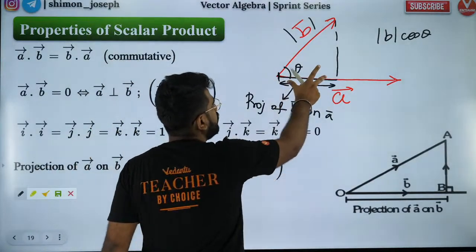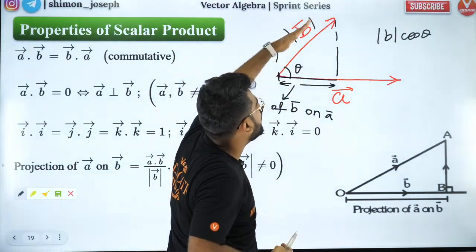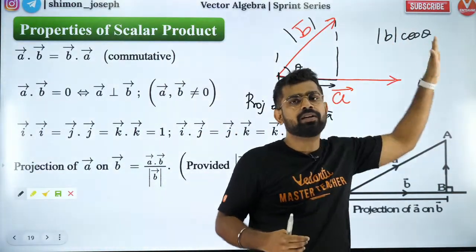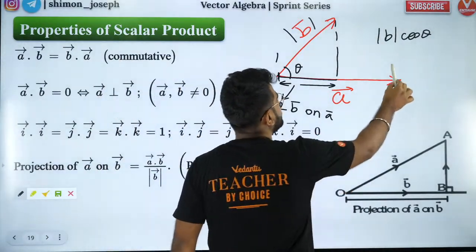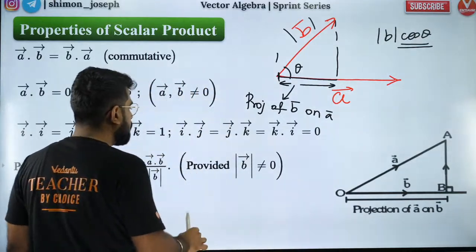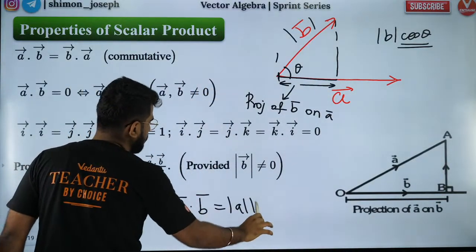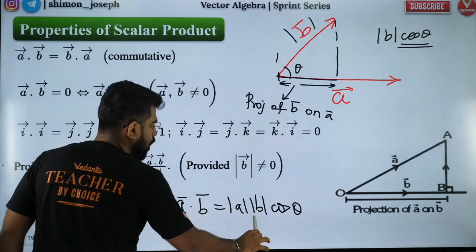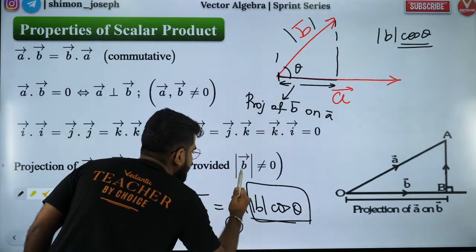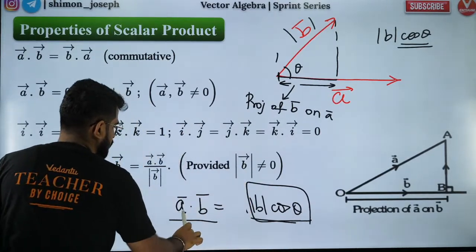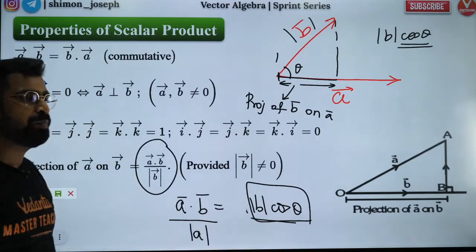So that distance will be mod B cos theta, because whenever you move towards theta, we know from physics it is nothing but mod B cos theta, right? Now, what is cos theta? Let's try to figure it out. We know A vector dot B vector is mod A mod B cos theta. So mod B cos theta is what I want. Mod B cos theta is nothing but A dot B by mod A. So that is your projection of B on A.